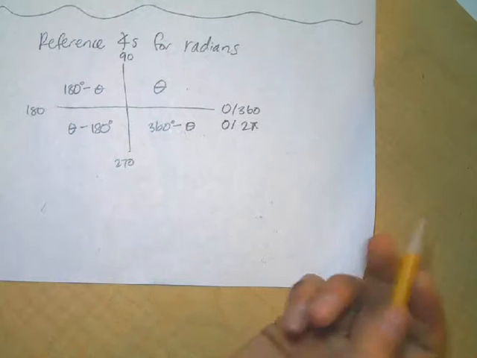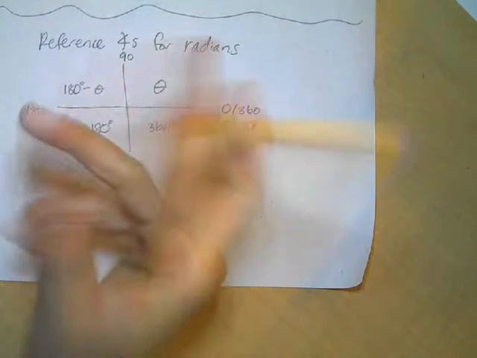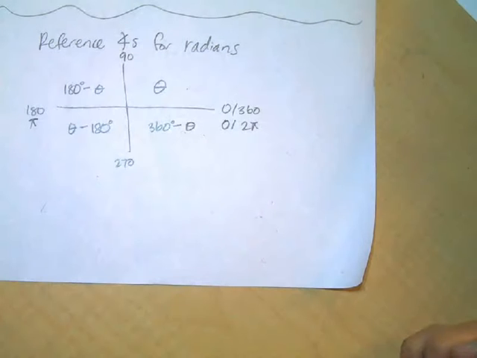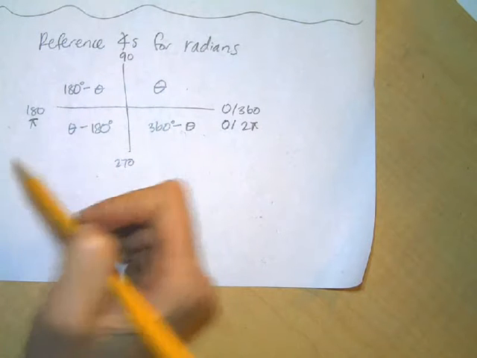Wait, I have a question. Why is it 180 minus theta and theta minus 180? Can I just put these around and then I'll show you what the difference is?